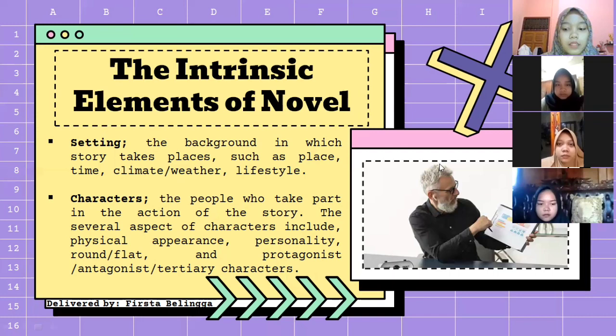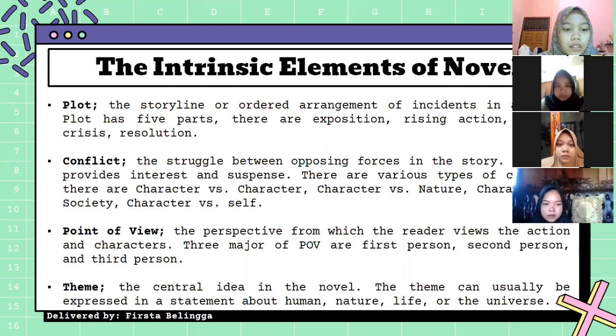And the next is plot. Plot is the storyline or ordered arrangement of incidents in a story. Plot itself has five parts. The first one is exposition. Exposition is a setting forth of meaning or intent, the background information needed to understand the character and the action. And then rising action. This is the events of the narrative plot that precede the climax.